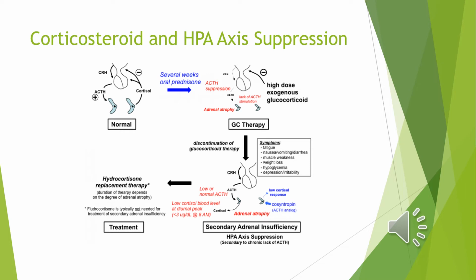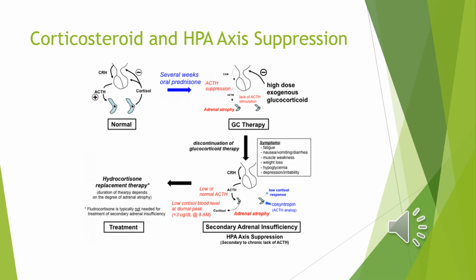Corticosteroid use is not without side effects. Here is a figure that depicts the suppression of the hypothalamus pituitary adrenal axis. What happens is when exogenous corticosteroid is given, the patient's body will have a negative feedback loop and causes lower release or even complete suppression of the body's natural corticosteroids.